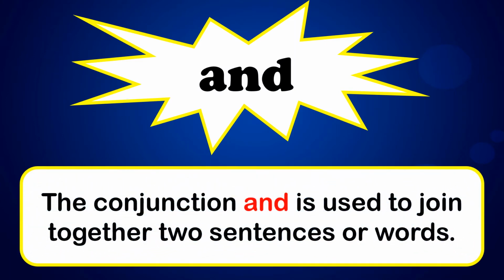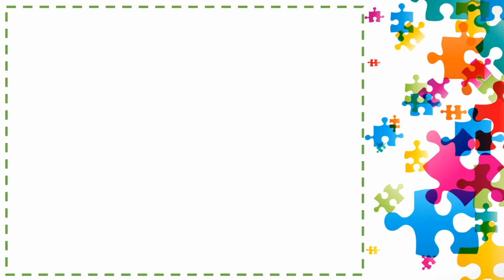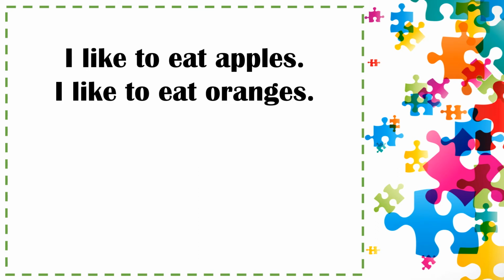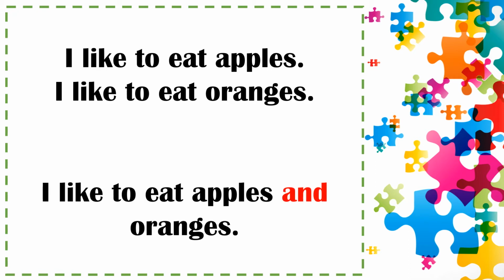The conjunction and is used to join together two sentences or words. For example, I like to eat apples. I like to eat oranges. Now both the sentences are talking about what I like to eat. So if I have to join these two sentences, I will join it with the help of the conjunction and rewrite it as I like to eat apples and oranges.